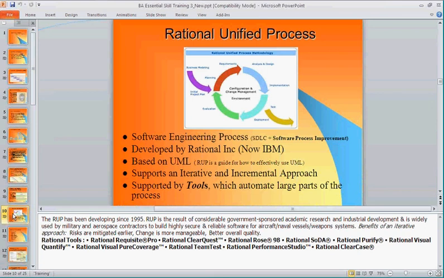Now, what was the methodology? What Rational Inc. proposed was, of course, we must develop the software, right? We must have phases. Software development goes through phases, so it is a linear and sequential process. However, that is not the only dimension. So the RUP methodology has two dimensions.